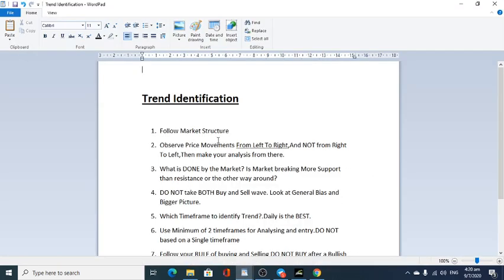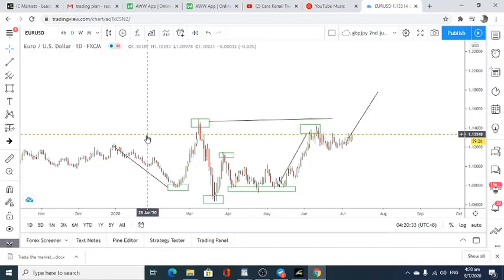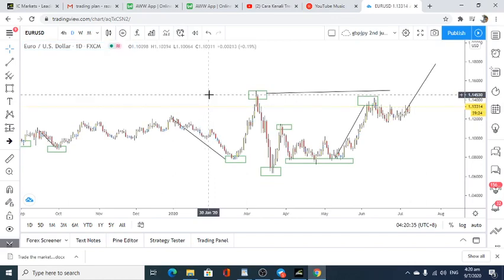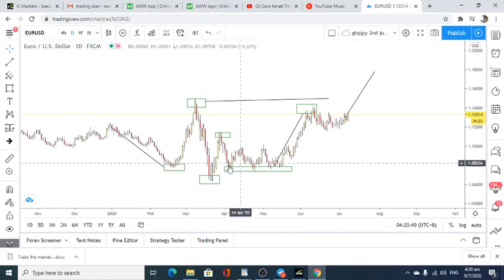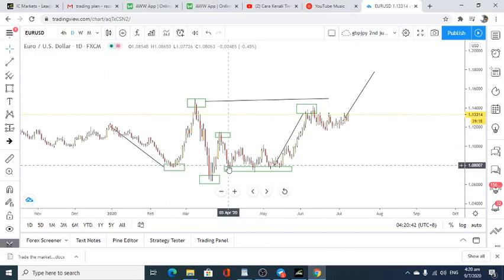Remember the rule I just shared with you: observe price movements from left to right and not from right to left, then make your analysis from there. Look at how I analyze the chart here. It's really from the left to the right. What I mean by that, for instance, is this.